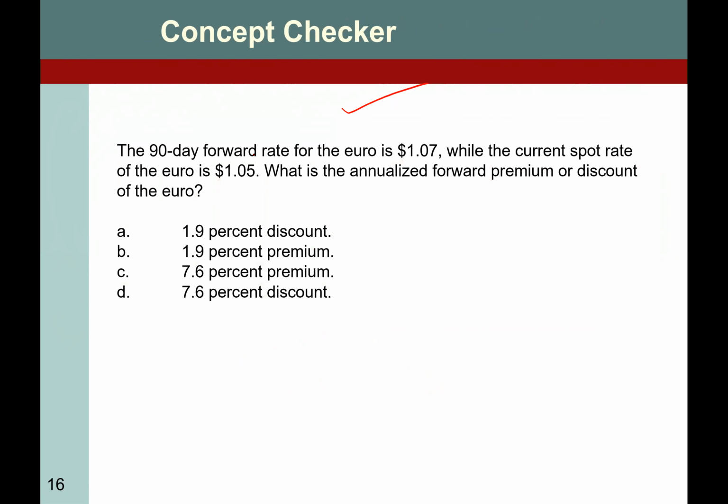Everyone, the 90-day forward rate for the euro is 1.07, while the current spot rate of the euro is 1.05. What is the annualized forward premium or discount of the euro? Let me just write it again one more time. The formula is forward is equal to spot 1 plus premium. And you need to find out this P. Find out that.